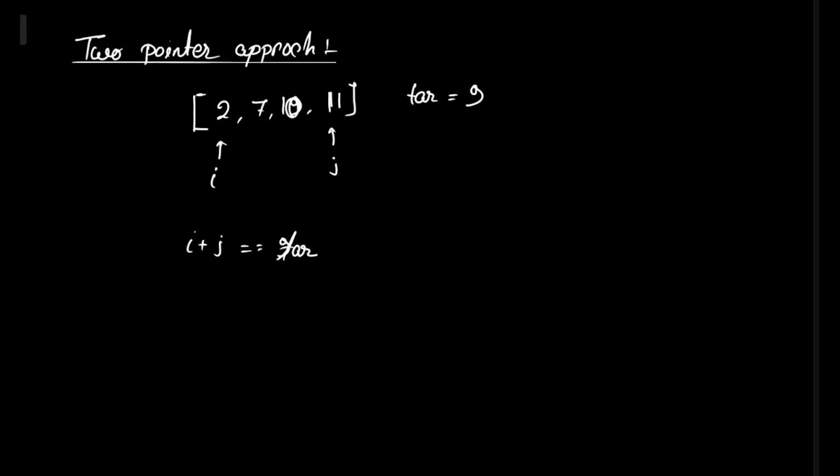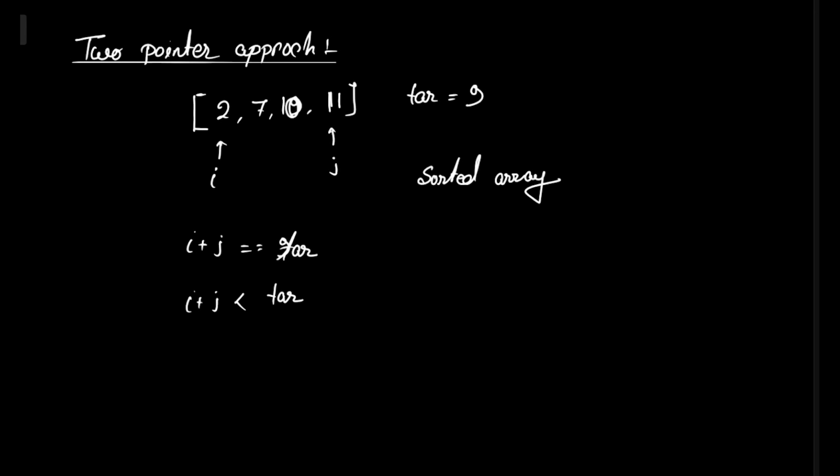Target value could be small or big. If i plus j is less than target, then what value gives the less? And there is another thing: in the two pointer approach there must be a sorted array. It must be a sorted array, otherwise this method will not be used. So when there is a sorted array, you must think of this approach using two pointers.